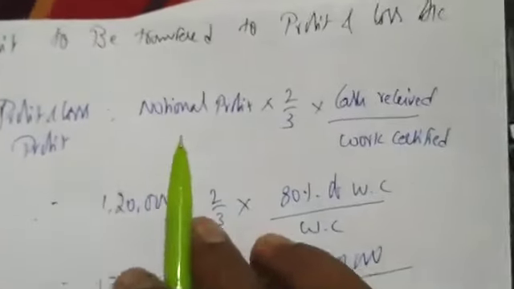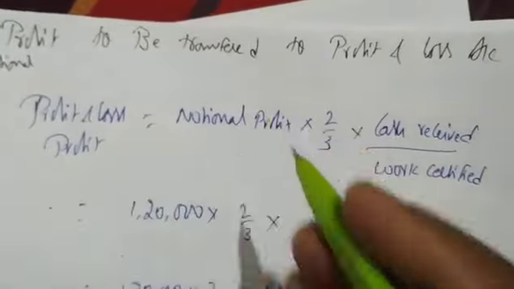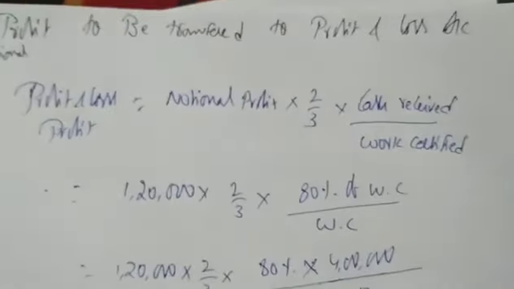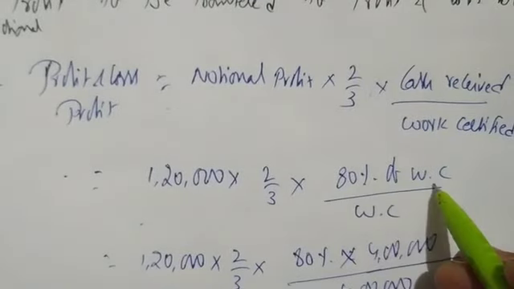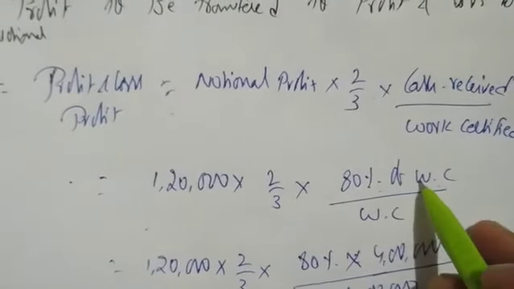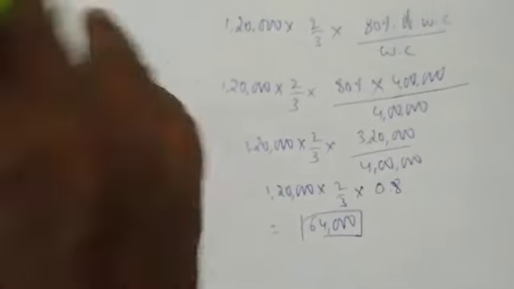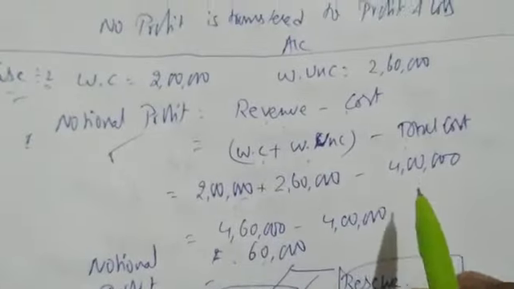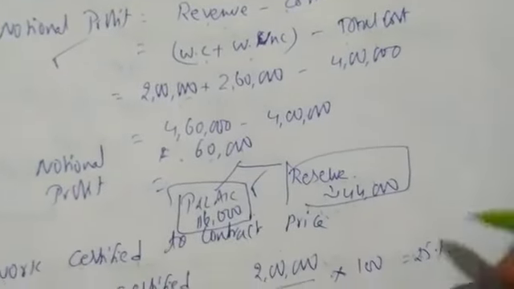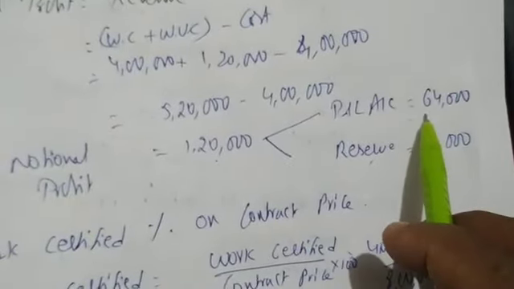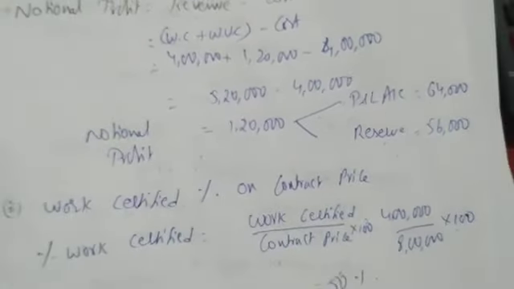What to do? The profit transferred to profit and loss account, the notional profit, should be 2 by 3 into cash received divided by work certified. Cash received is not given, so I am taking the percentage of work certified. Always remember, cash received will be a percentage of work certified. So I have substituted the values. I got 64,000. It means from 1,20,000, 64,000 should be transferred to profit and loss account, and the balance should be transferred to reserve. Okay, easy. It's easy, right?